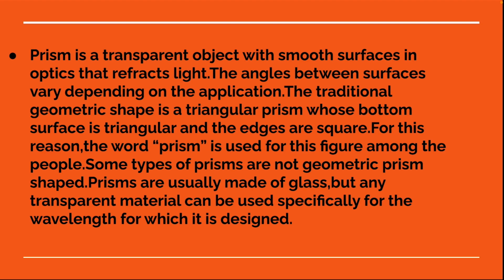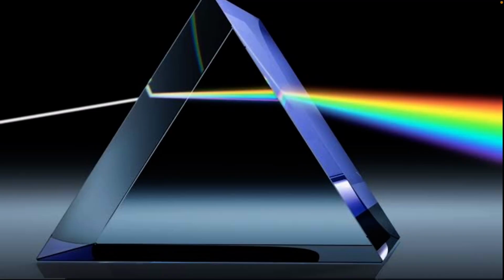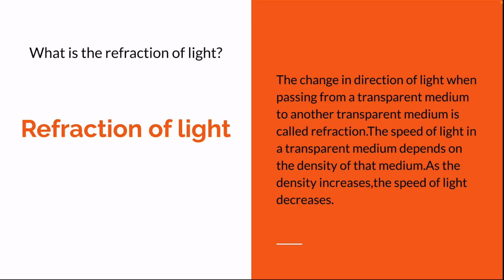Some types of prisms are not geometric prism shaped. Prisms are usually made of glass, but any transparent material can be used specifically for the wavelength for which it is designed. Like this, it's a prism, and also like this.